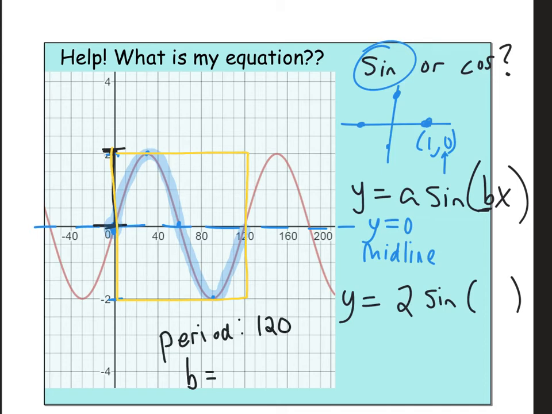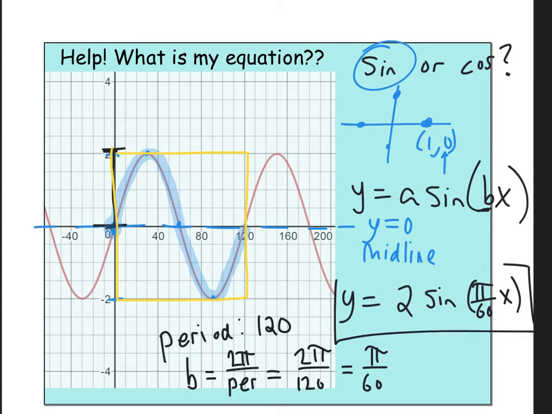Remember, the b value is related to the period: it is 2 pi over the period. We found the period on the graph to be 120. 2 pi over 120 reduces to pi over 60. That's what's going in our equation. Pi over 60 is the multiplier on the x value. That's the b value. That would make the period be the 120 that it needs to be, as this graph shows.